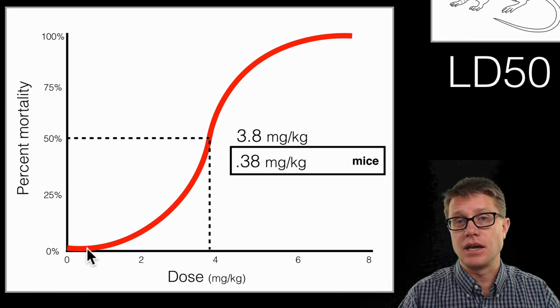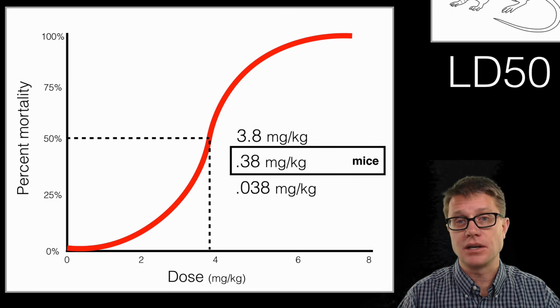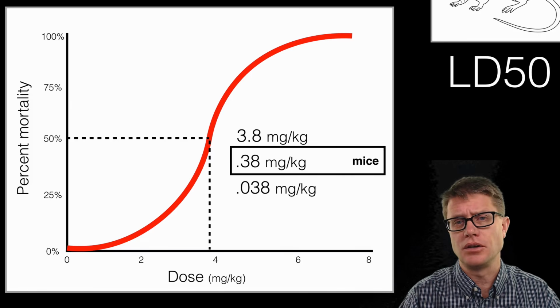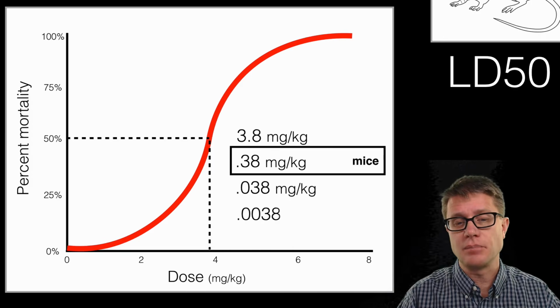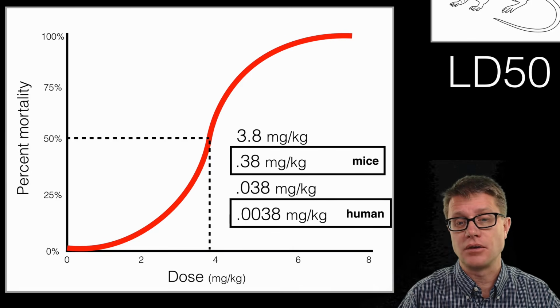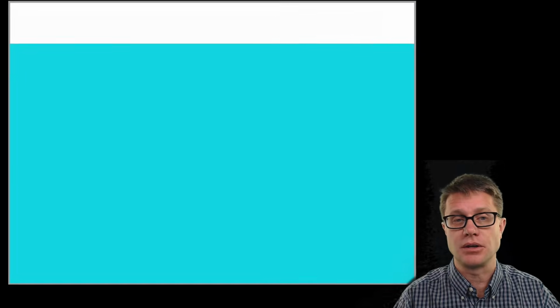Now the LD50 then, to extrapolate that for humans, what we'll do is we divide it by 10 again, because there may be different susceptibility in humans and mice. And then we'll divide it by 10 again, just to be safe. And so the LD50 in humans would be 0.0038 milligrams per kilogram.